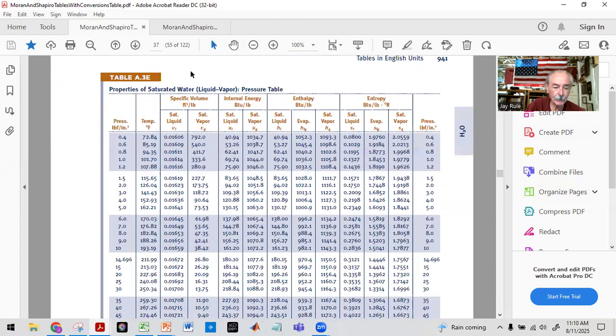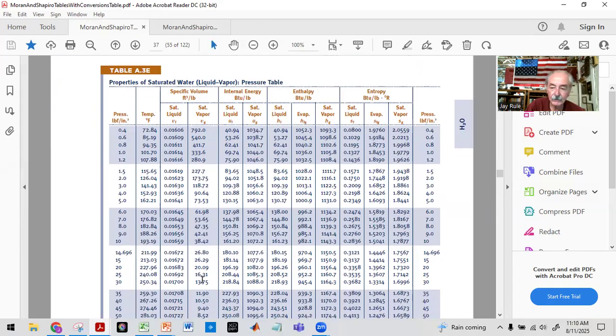I'm going to scroll down to the pressure table, saturated water, liquid vapor, pressure table. Well, let's see. Let's look for 1 atmosphere. Oh, look at this. How nice.